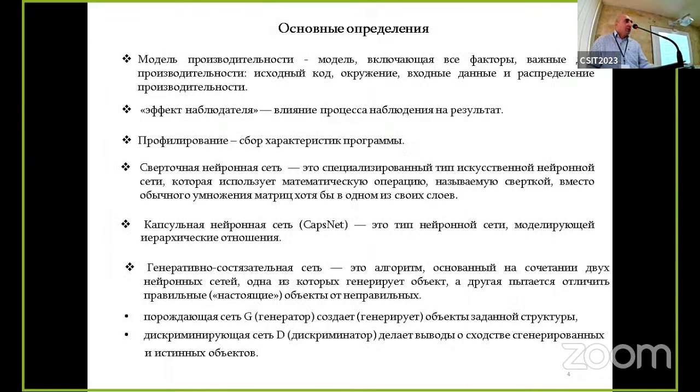Некоторые определения. Модель производительности – это то, что мы собираемся мерить: из всего пространства производительности те метрики или параметры, которые нам необходимы. Второе – эффект наблюдателя. Машинное обучение – вероятностная вещь, мы сами вторгаемся и нарушаем ее действия. И некоторые определения по нейронным сетям, применяемым в данном исследовании.